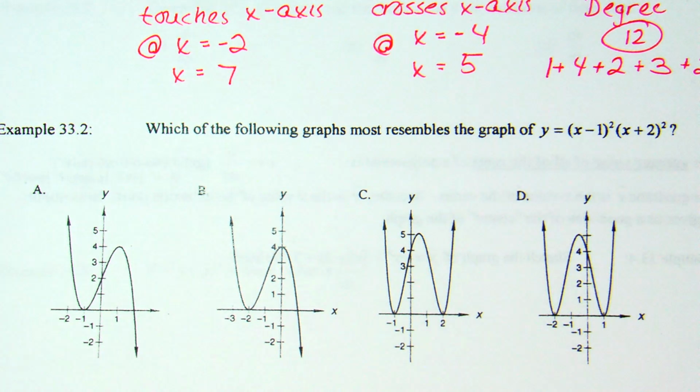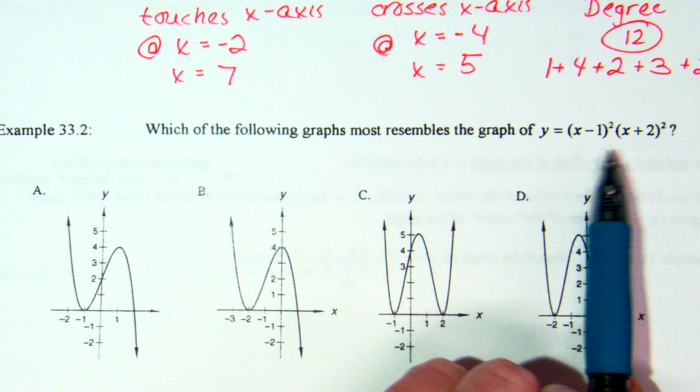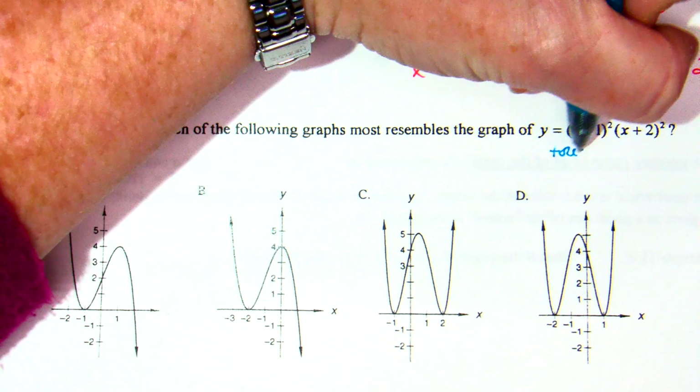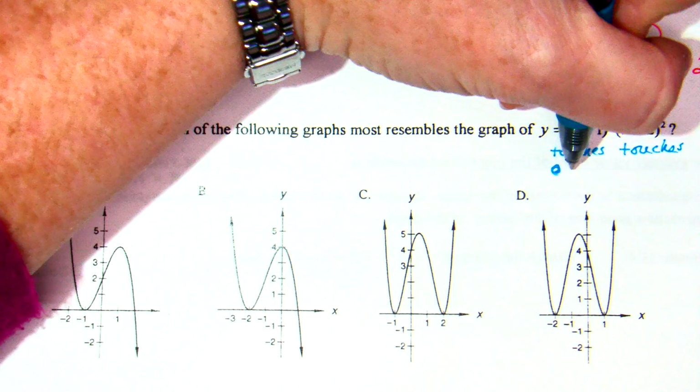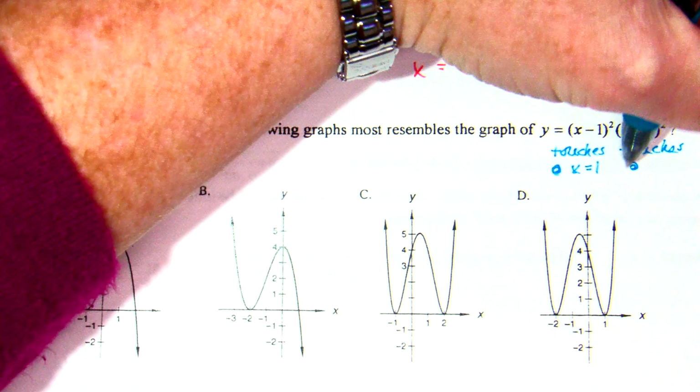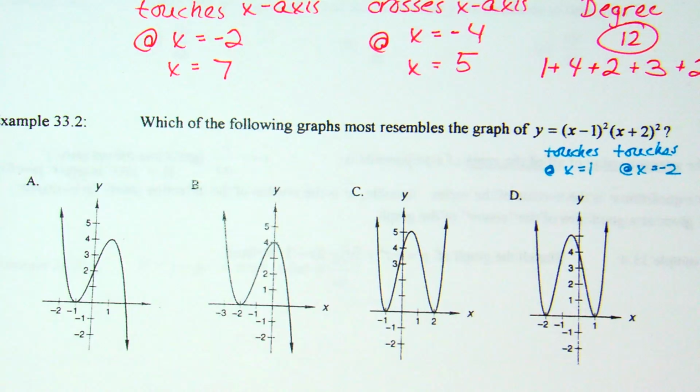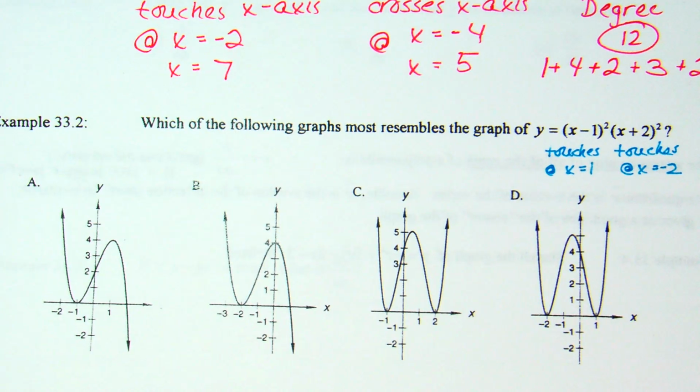There's lots of different ways. So he's noticing A and B has a crossing point. Both of these exponents are even, so these are both touching points, right? What points do we touch at? 1 and negative 2. Now, I'll be honest, I was eliminating A and B for a different reason.